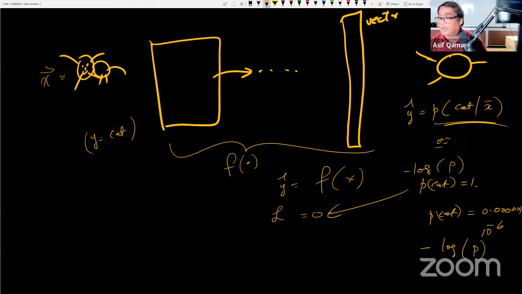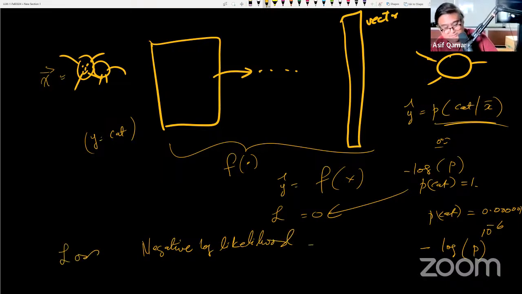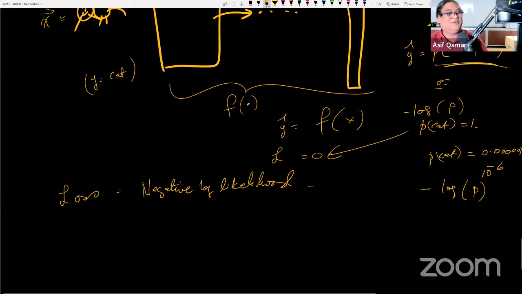So if you take the log of it, it will become -6, not good. Right? So you take the negative log and then it becomes a big number, 6. Do you see that? So that is called negative log likelihood, this loss. For classification, this is the most common loss function used.